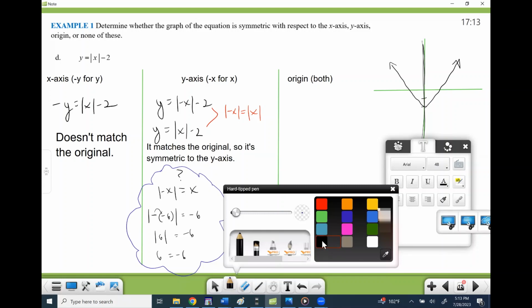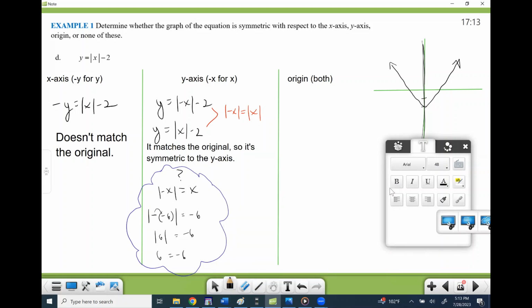All right, so now we're going to substitute. We know the answer is no to this because we have the picture right in front of us. This is not going to be symmetric to the origin, but let's do the math. We're going to put a negative y for y. We're going to put a negative x for x. Negative y has to stay. This will become absolute value of x. So this does not match the original, so it's not going to be symmetric to the origin.